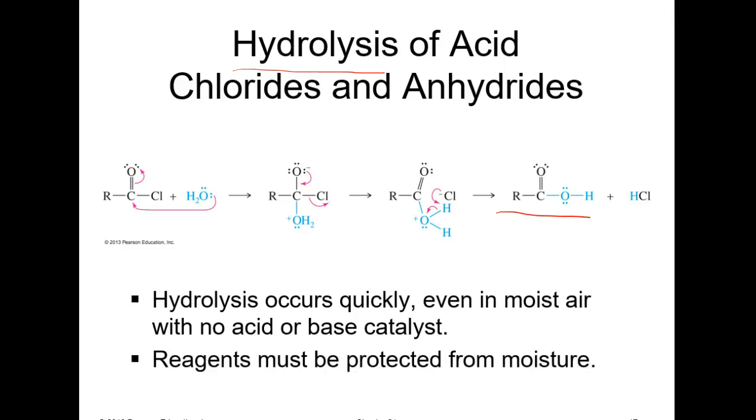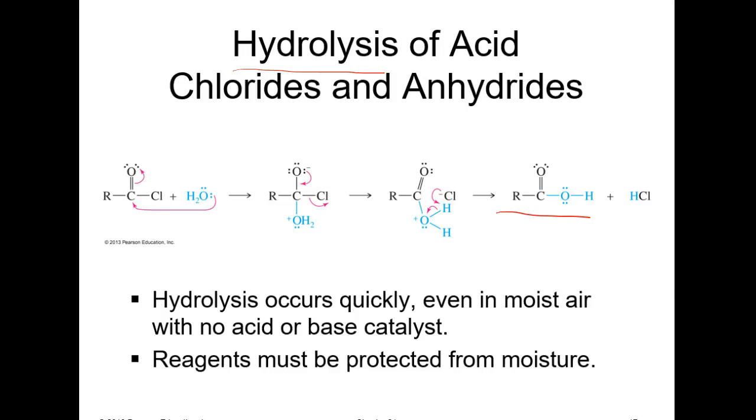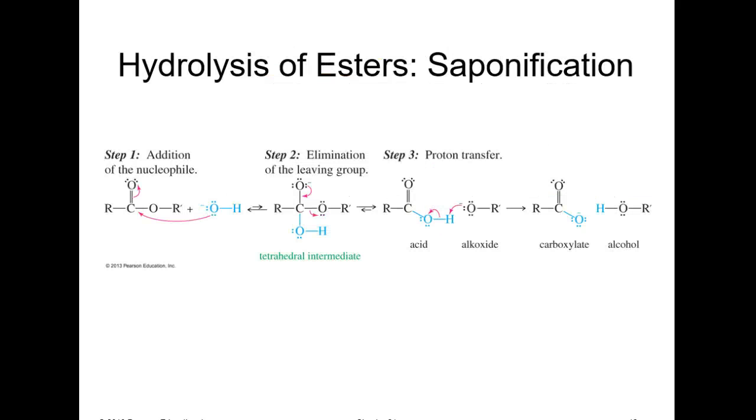Hydrolysis occurs quickly, even in moist air with no acid or base catalyst. This is on acid chlorides. It should say hydrolysis of acid chlorides occurs quickly, even in moist air. Acid chlorides are very reactive. You can spit in them and they will react. That's why it says that the reactions must be protected from moisture.